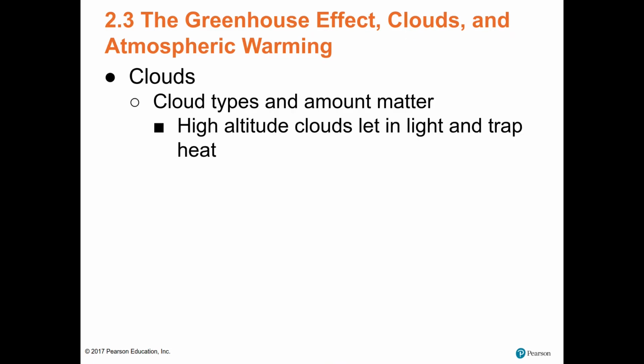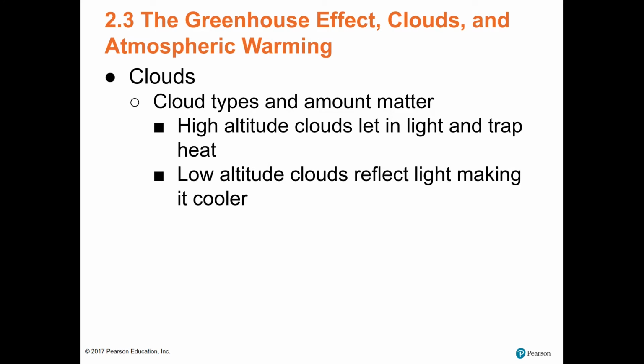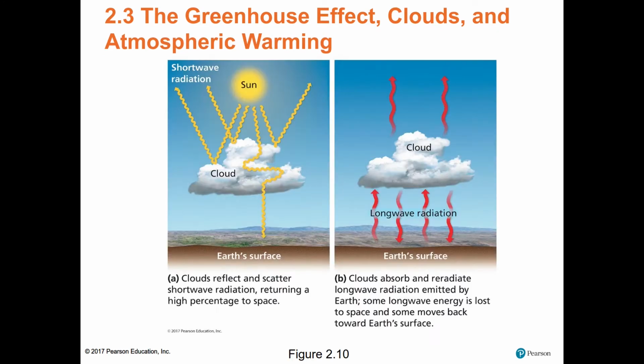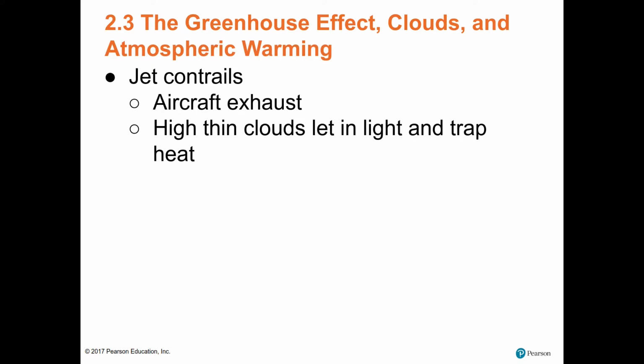Clouds, cloud types. High clouds let in light and trap the heat. Low clouds reflect the light, making it cooler. That's saying just the same thing. High clouds, jet contrails: chemtrails aren't a thing. Contrails are. They're condensation trails.